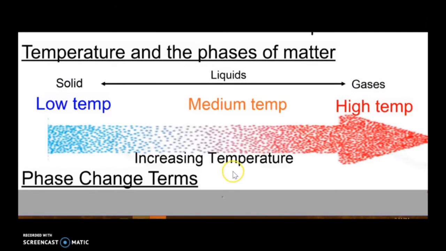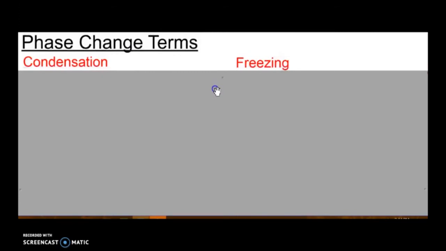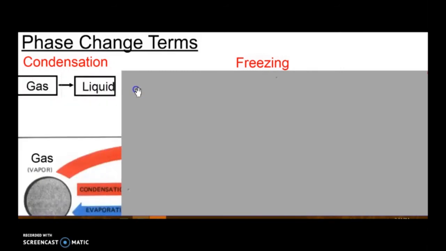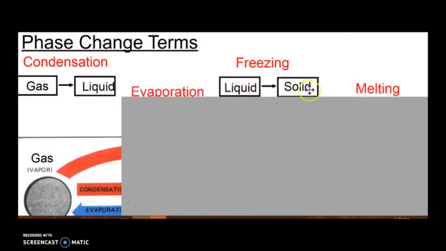So there's a few terms that I definitely want you to know. Okay, first two are condensation and freezing. Condensation happens on windows, on cold drinks, whenever you see water collecting somewhere. Condensation is moving from a gas into a liquid phase. Where the water wasn't a liquid, now it's on the outside of your can of pop, so now it's a liquid. Freezing is moving from a liquid to a solid.